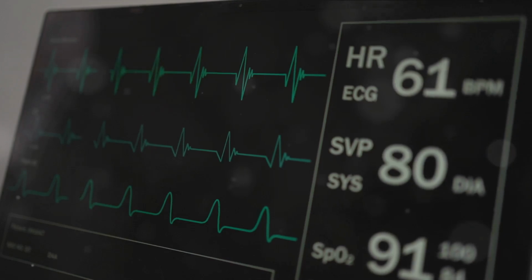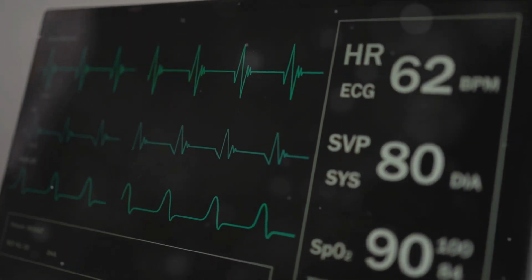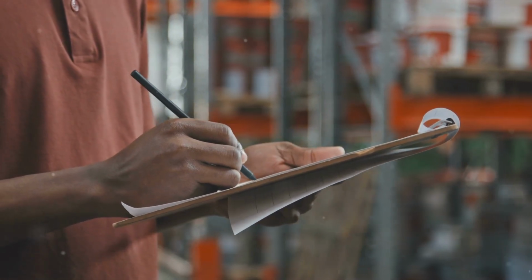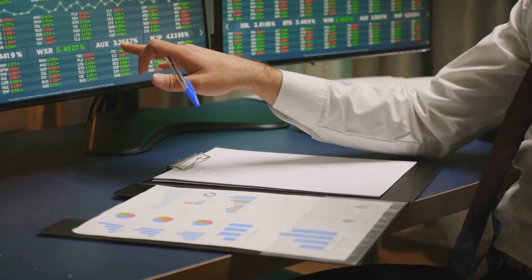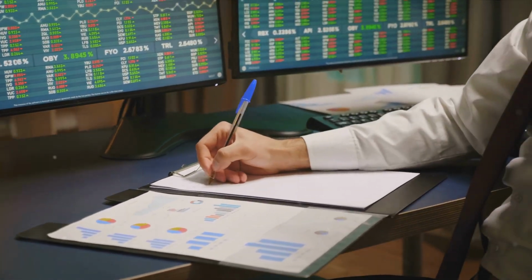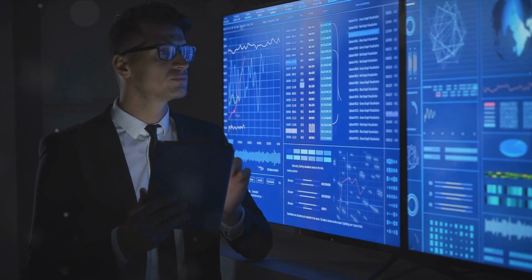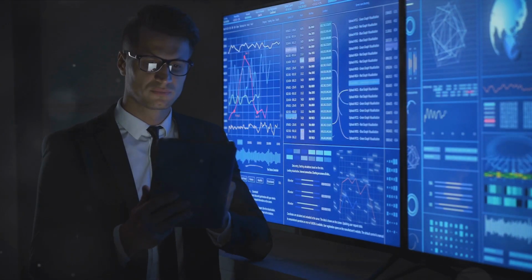Efficiency ratios are like vital signs for your company's health. They tell you how effectively you manage assets, inventory, and cash flow. By analyzing these ratios, you gain a clear picture of your operational strengths and weaknesses. This knowledge is essential for making informed decisions that drive profitability and growth.